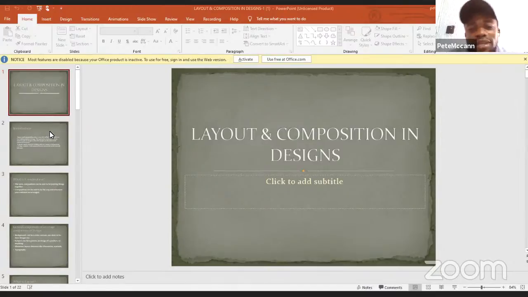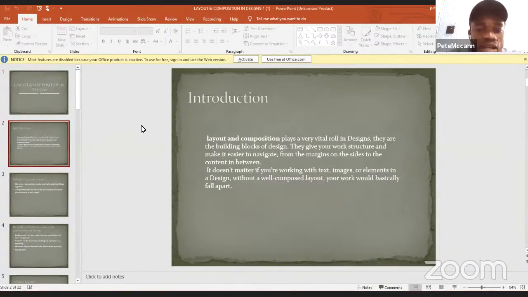Firstly, layout plays a very vital role in design. They are the building blocks of design. They give your work structure and make it easier to navigate, from the margin on the side to the content in between. Actually, what I mean is, if you are trying to put things together, you need to let people understand what you are trying to lay or compose.